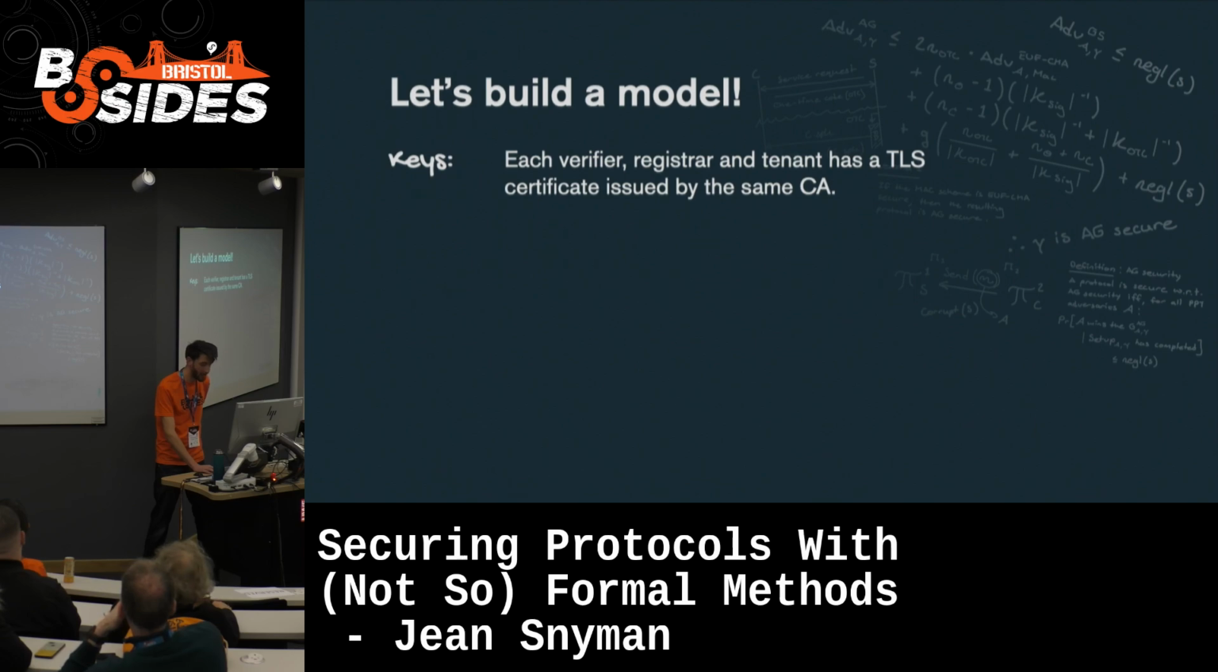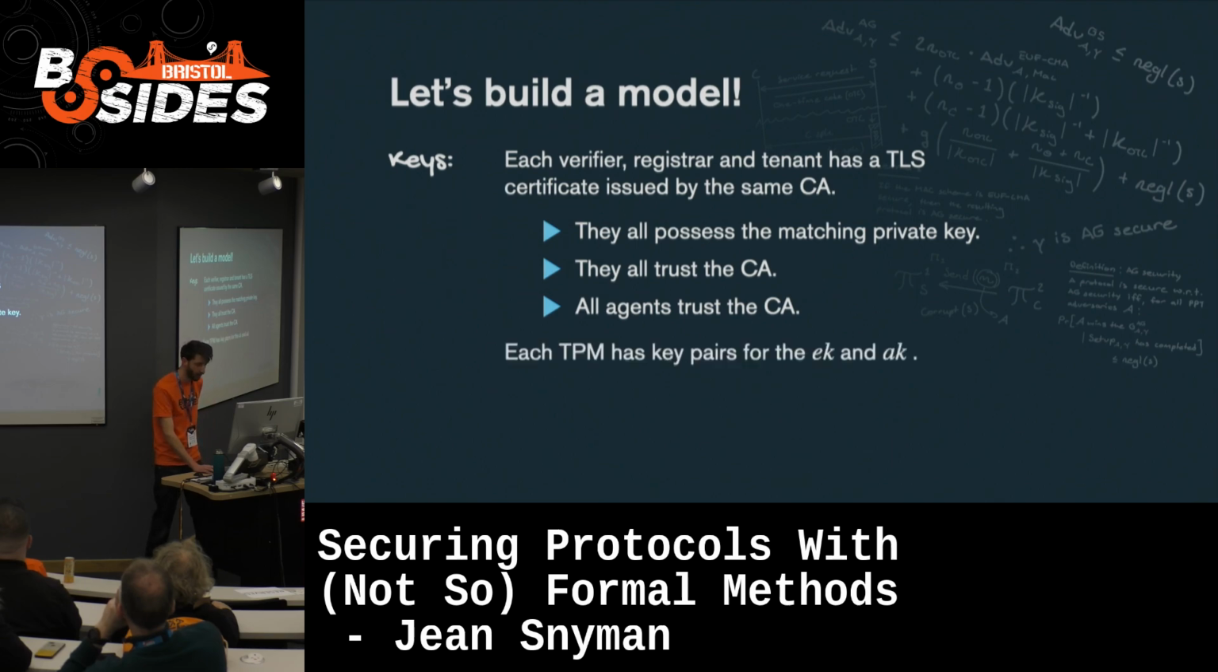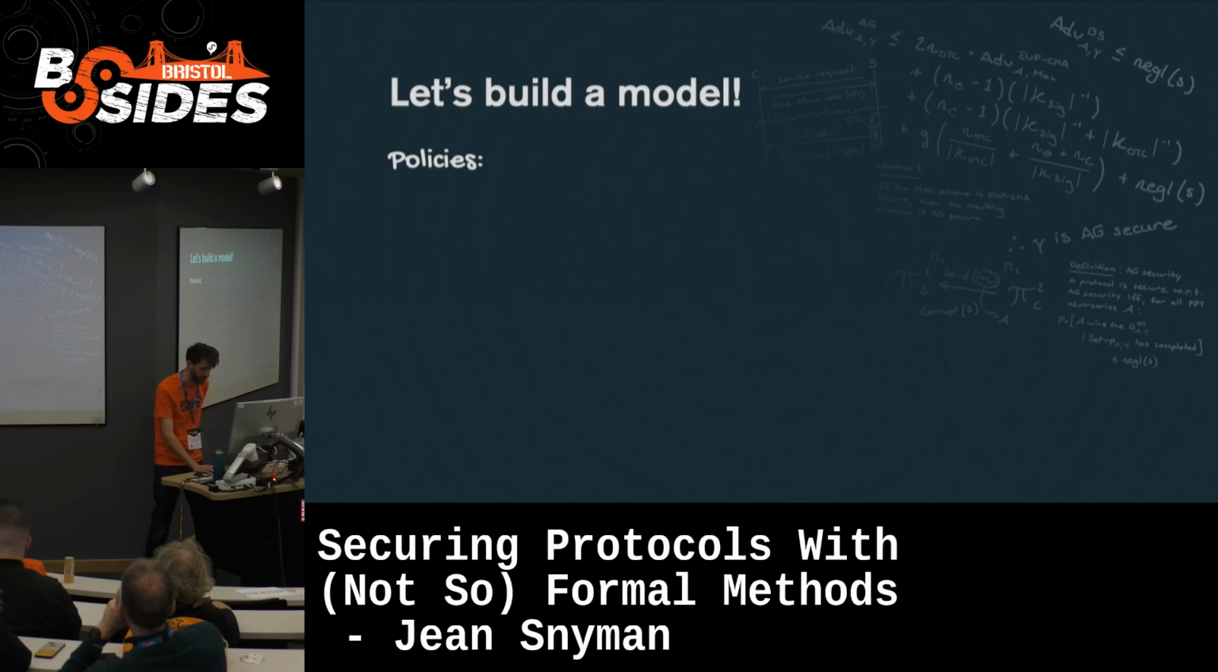So we also have some keys. Our verifier and our registrar both have a TLS certificate, and they're both issued by the same certificate authority. They possess the private key, obviously, and they all trust that CA. And the agents in our system also trust the CA. The CA is preloaded in the agents. And our TPM has that EK and AK that we talked about previously.